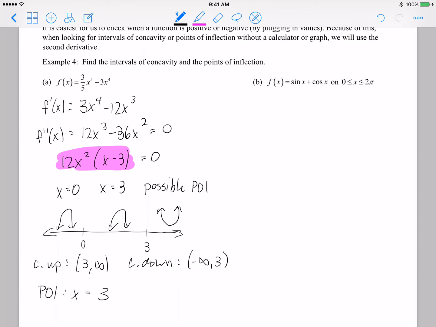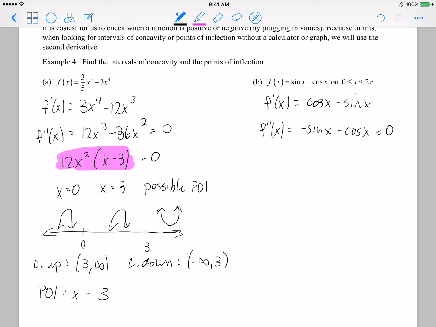Okay, example B is a similar problem, although it has trig in it, so we're going to have to remember our trig values and some things about the unit circle. So if I first of all take the first derivative, f prime of x is equal to cosine x, and then the derivative of cosine x is going to be negative sine x. And then the second derivative, f double prime, is going to equal the derivative of cosine, which is negative sine x, minus the derivative of sine, which is cosine.